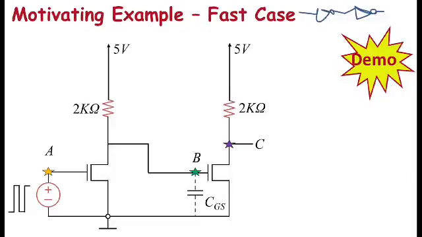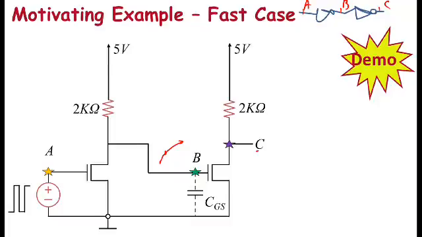Now let's have some fun. Okay, so this was node A, this was node B, this was node C. All right. So we saw so far that because of the 2 kilo ohm and CGS, the rise at this node was very slow. Because this node rose up slowly, the voltage took some time to get to VT, and because of that, there was a delay at C.